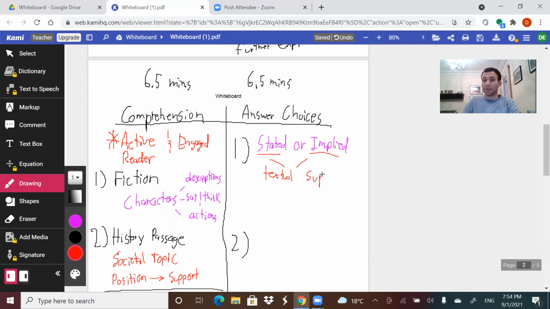What it also means is that you cannot fall for assumptions. You have to be really careful not to assume things that are not there. And if that means you have to go back and reread, then you do it. So right now, I'm going to give you a fake passage. I'm just going to say it.